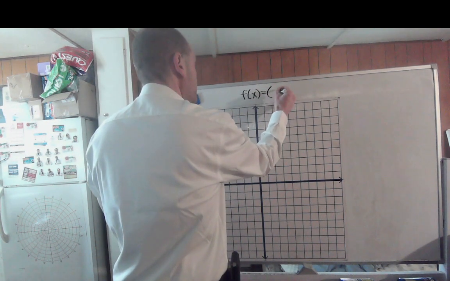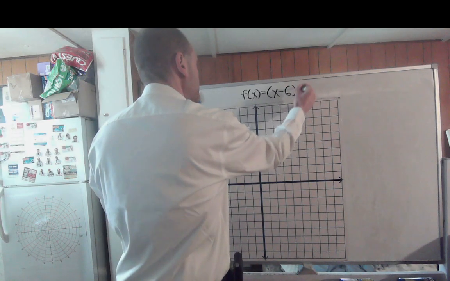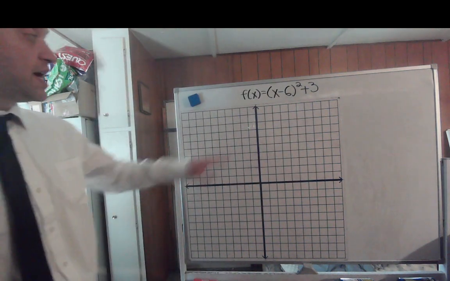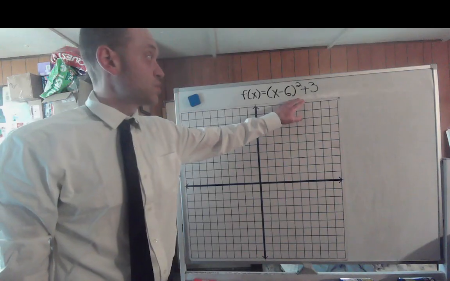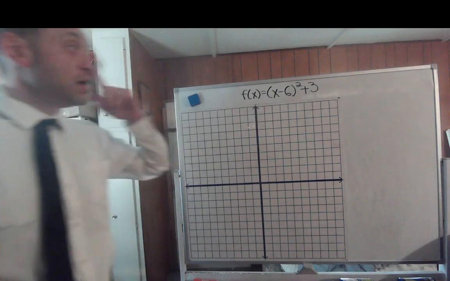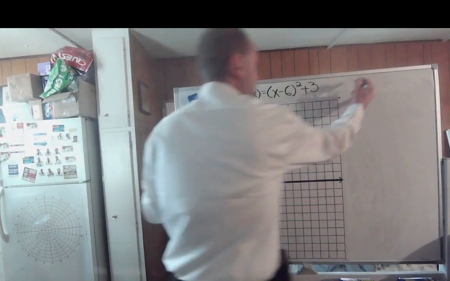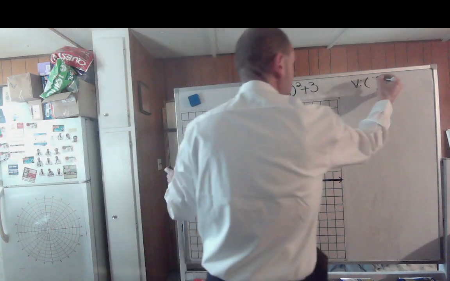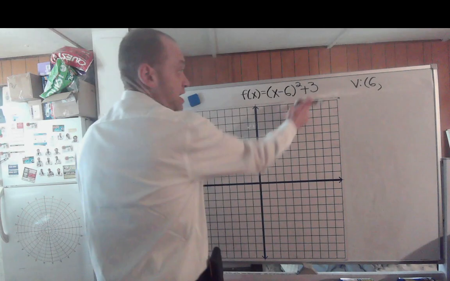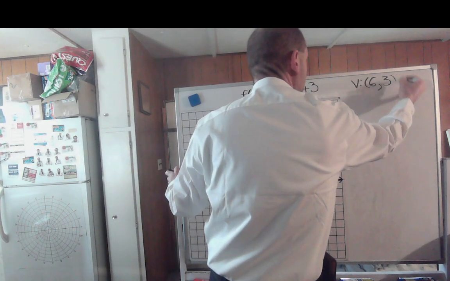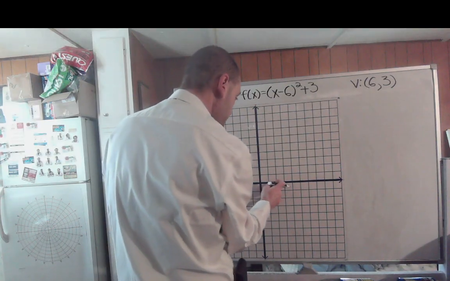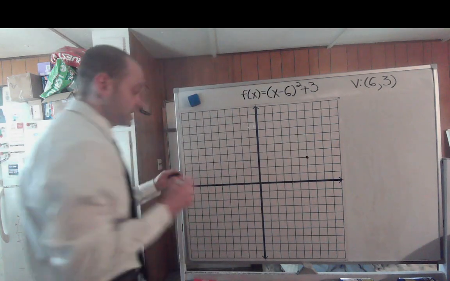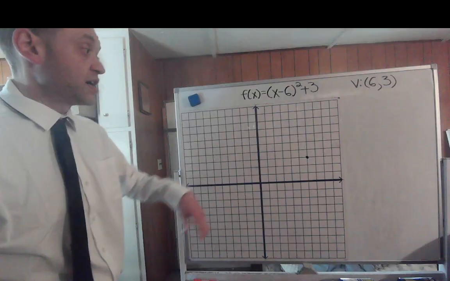F of x equals the quantity x minus 6 squared plus 3. Well, again, it's in vertex form, so if you set that x minus 6 equal to 0, you'll get an x-coordinate of 6 for your vertex. And then you have that plus 3, so your y-coordinate is 3. So the vertex can be found at 6, 3, which would be right here. There's your vertex.